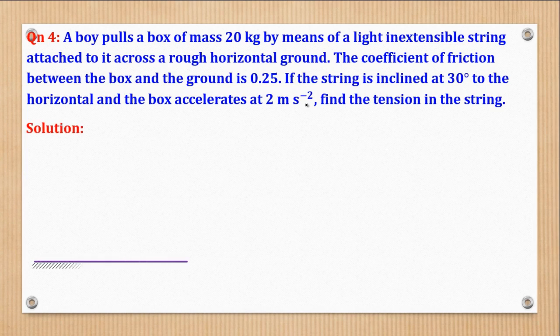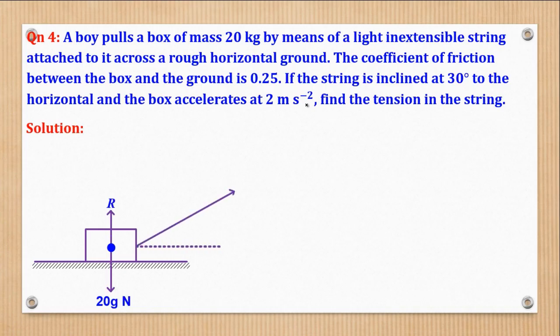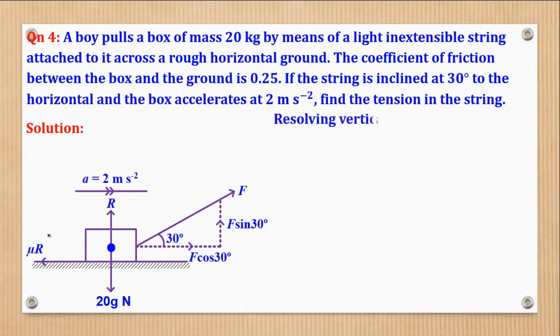So we shall first illustrate the particle has weight, then normal reaction, then the force, pulling force acting at an angle, then resolve it, then show the direction of motion, and lastly friction. So we shall first resolve vertically, there will be this and this equal to this.